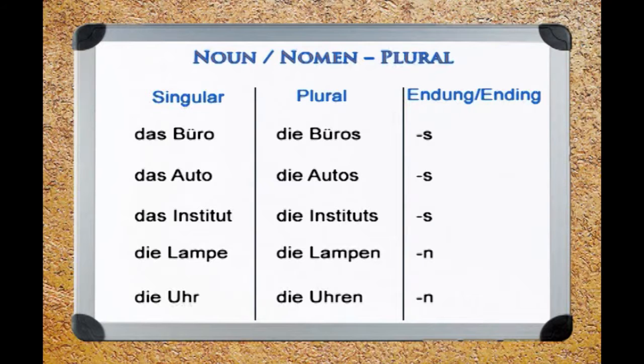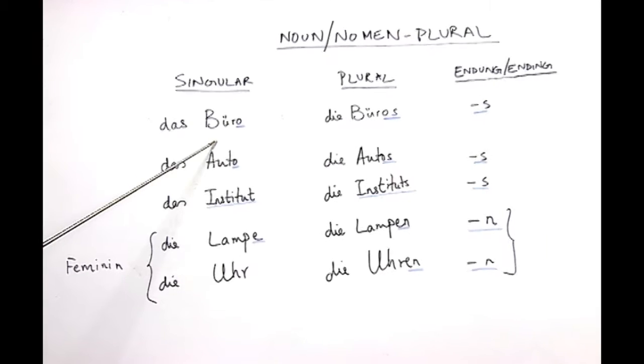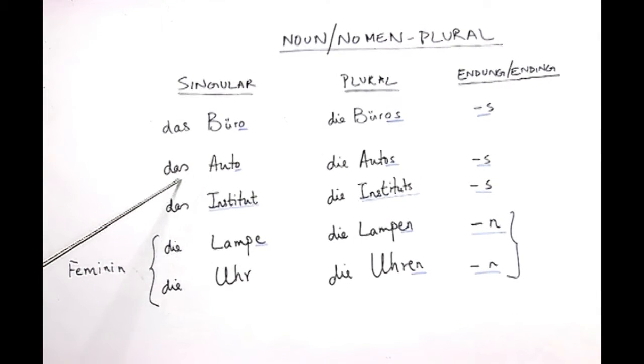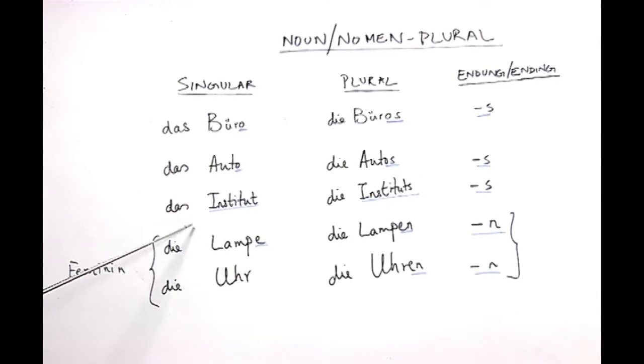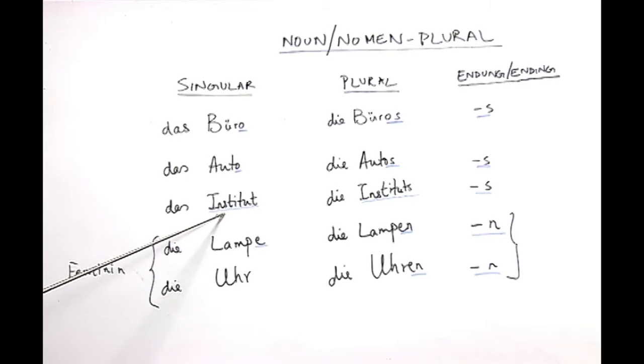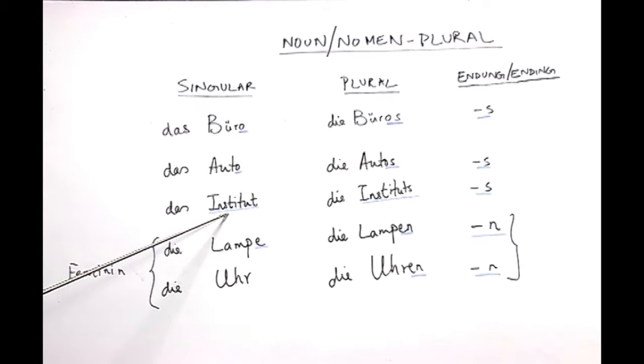Now, in this part we would again look at some other aspects of plural in the German language. Now, if you see here, we have certain nouns in singular. Das Büro, which means the office or the work area. Das Auto, which means a car. Das Institut, which is similar to the English word, the institute.